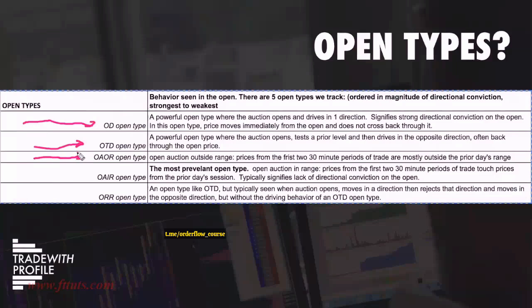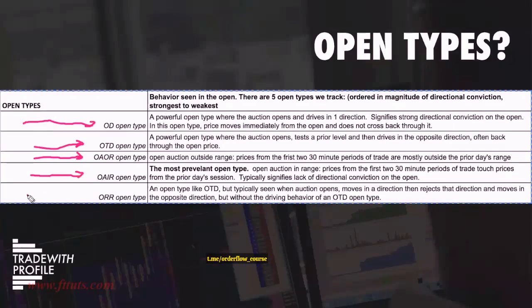Open auction outside of range. This is where we gap away from the prior day, and in the first hour we're auctioning back and forth, but outside of the prior day's range. Then there's the open auction inside range open type, which is the most prevalent type. About 70% of all opens are open auction in range.